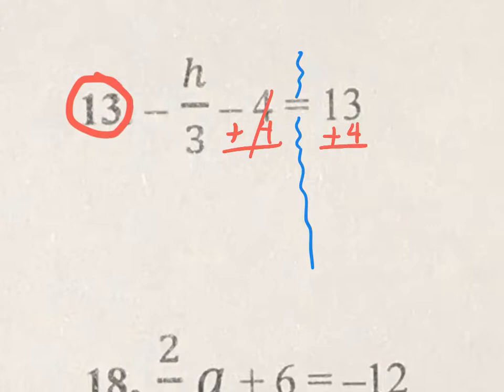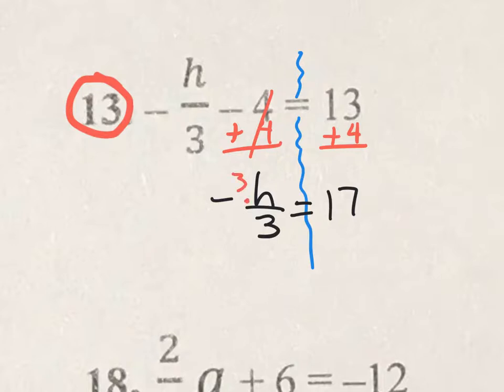So let me rewrite what I have left. I have a negative H over 3. The equal sign comes down, and 13 plus 4 is 17. Now, I still need to solve for H. I still need to get H by itself. In other words, this equation up here is the same equation, but it's smaller, right? It's more simplified. Let's get rid of that divided by 3 by multiplying by 3 on both sides.